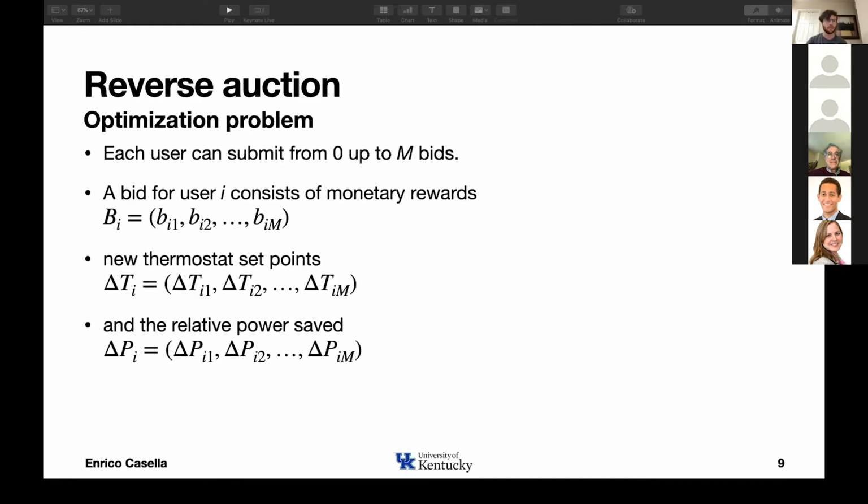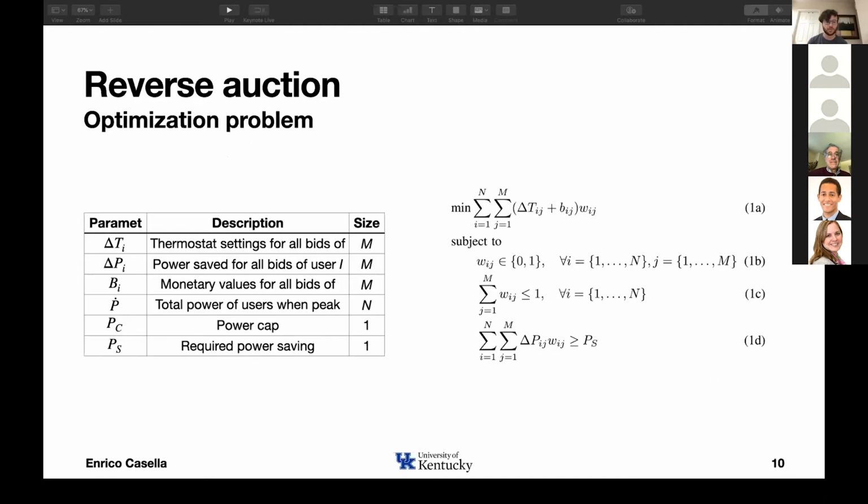Now, I talked about the bids. Those are the options that the users feel comfortable with, the temperatures that they are allowed to have in their houses. Each bid consists of a thermostat set point coupled with a monetary reward. And then the machine learning part takes care of calculating what is the power saved for each one of these options.